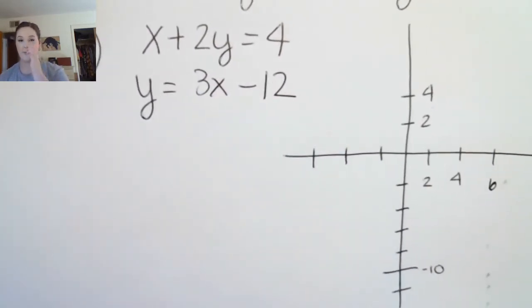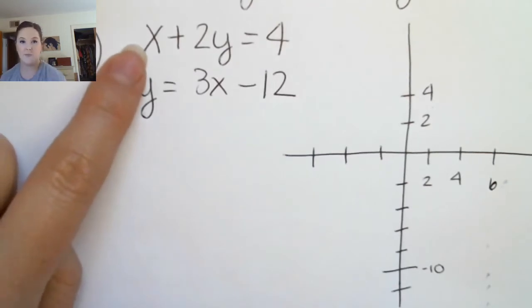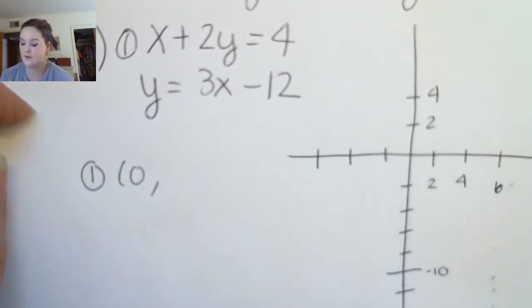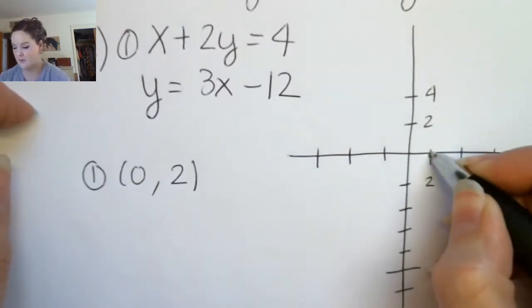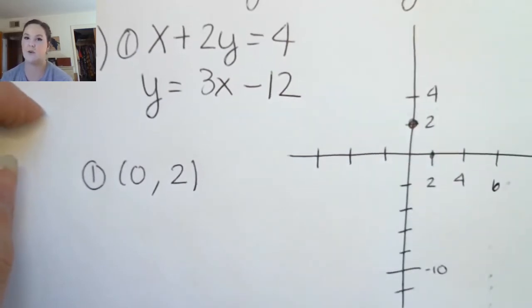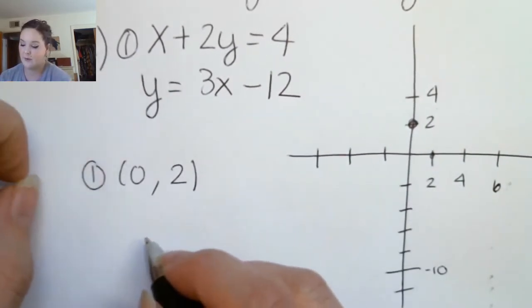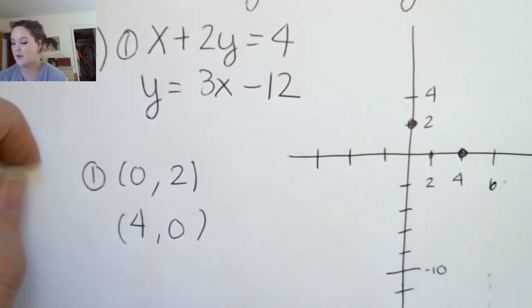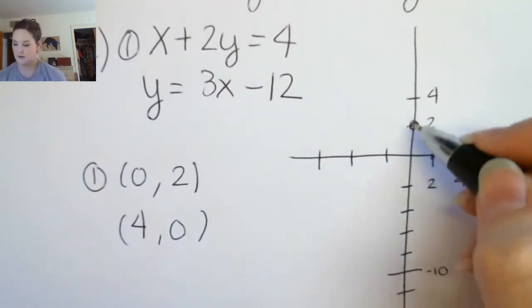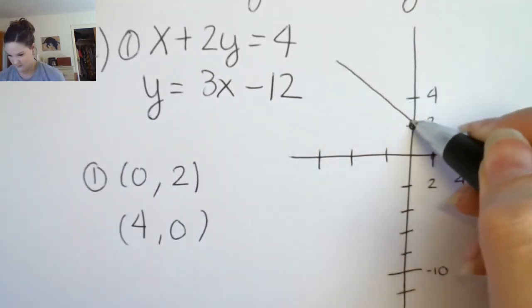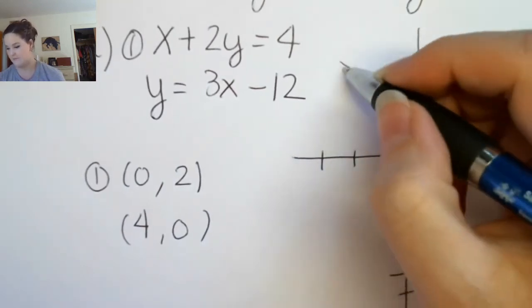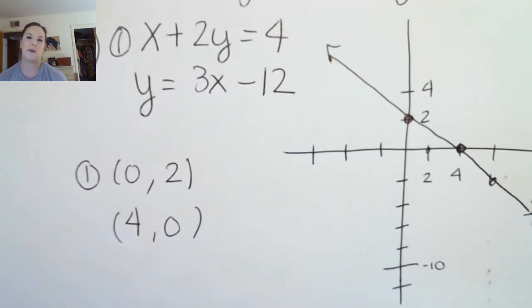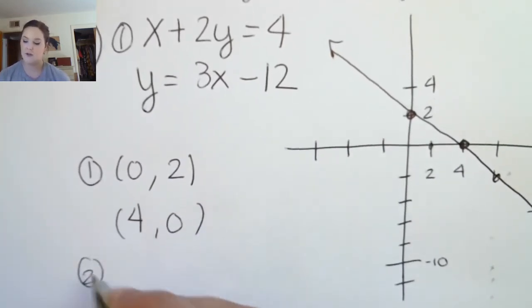All right, so I'm going to graph the first one just using the intercept method. So if I plug in 0 for x, then I get 2 for y. So I'm going to plot the point 0, 2, which is right here. Sorry, I was pointing at 2, 0. And then if I plug in 0 for y, I would get x is 4, and that's going to be right here. Okay, and I'm going to connect those two with a line, like that. Okay, so this is my first equation.